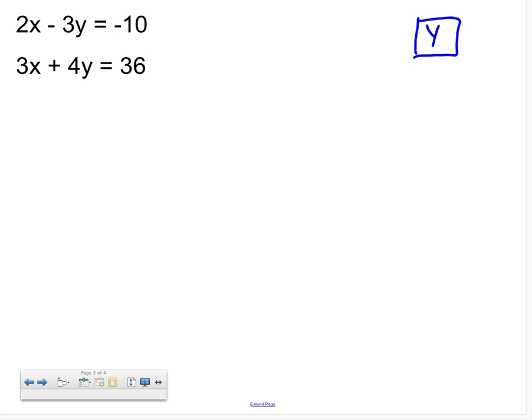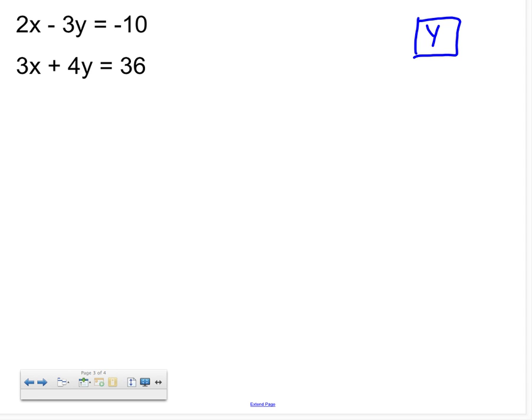So I'm going to look at my y's. One's a negative 3, one's a positive 4. What's a common number I can turn 3 and 4 into? Well, we run through the list here. 3 times 2, that's 6. Can't make a 4 into a 6. 3 times 3, that's 9. No, can't make a 4 into a 9. 3 times 4, that's 12.